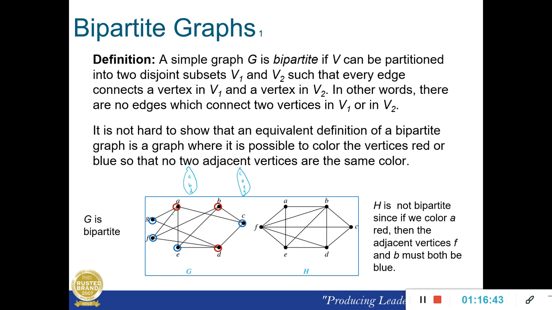So you have A connected to G, F, E, and C. B is connected to C, E, and F. And D is connected to C, G, F, and E. So there are no two vertices in the same group that have an edge. So this is bipartite. I think you get the idea. Sorry for my very terrible handwriting.